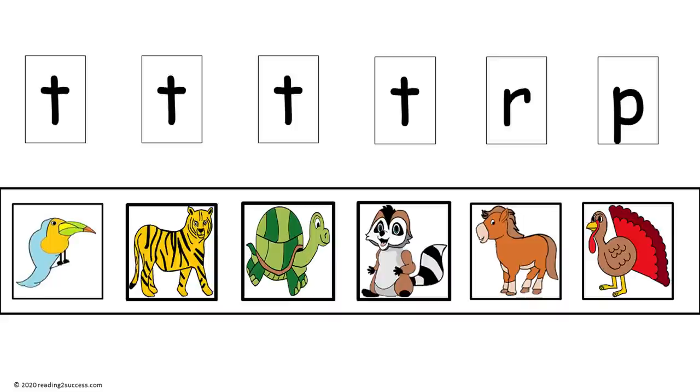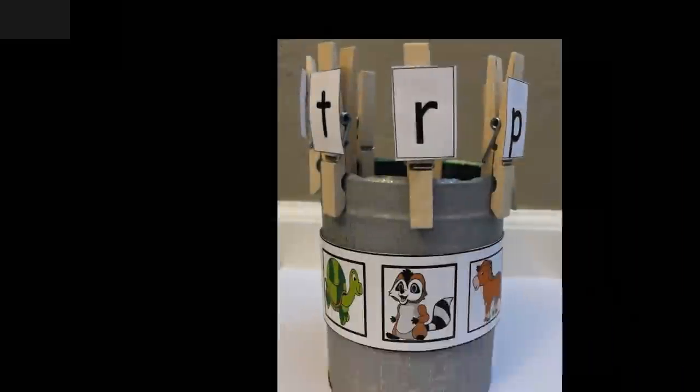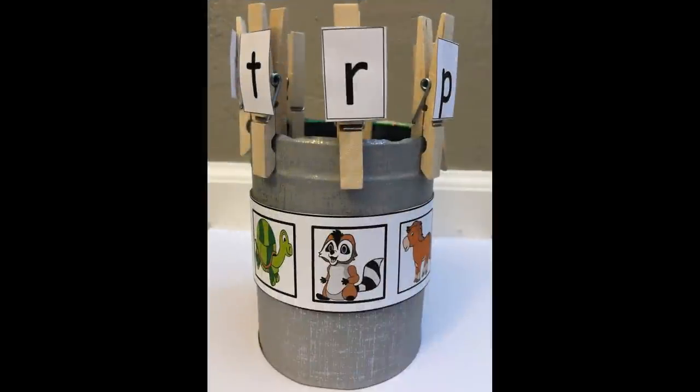Using this template, cut out the letters and place them on individual clothespins, and then cut out the pictures and place them around the tin can that was made in an earlier activity. Then have kids complete the activity by putting the correct letter clothespin above each picture that begins with that sound. We see T above turtle, R above raccoon, and P above pony.